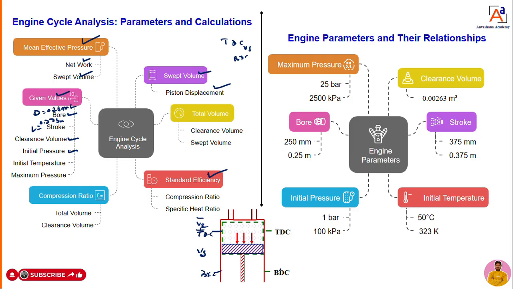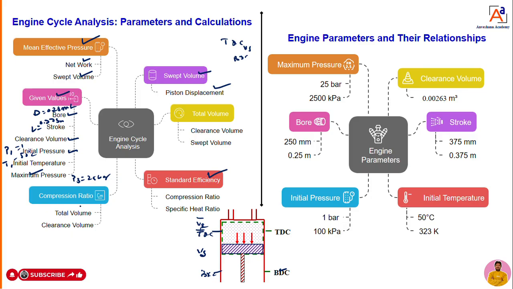When the piston is at BDC, or point 1, he has given some pressure, which is represented as P1. Then at point 1 it has a temperature, T1. When it reaches the maximum pressure, that maximum pressure is represented as P3. P3 is equal to 25 bar. P1 is equal to how much? 1 bar. The initial temperature T1 he has given as 50 degrees Celsius. These are all the data he has given now.